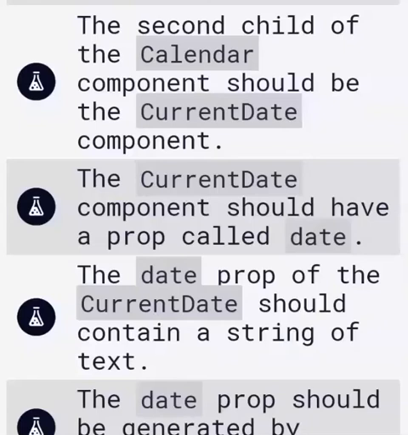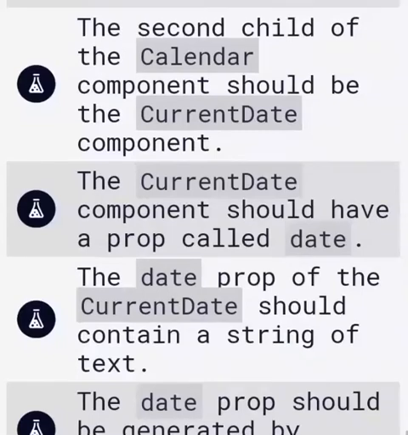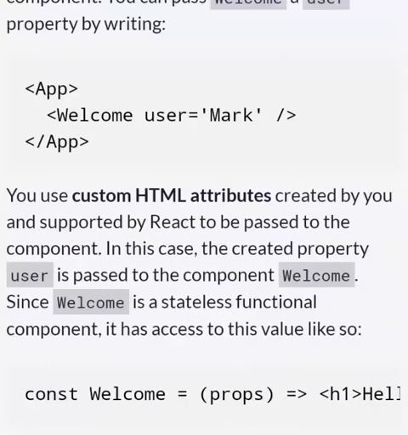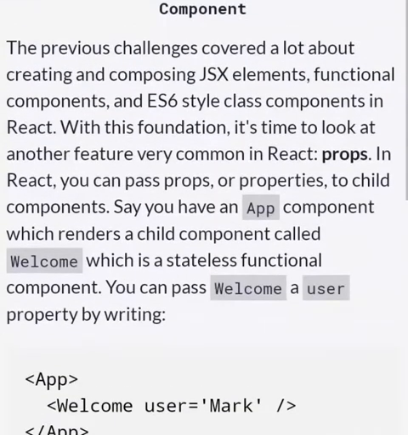And the date property should be generated by calling Date, which is a JavaScript object. And the CurrentDate component should render the value from the date prop in the p tag. As we know, CurrentDate as a child can render this value and also access the value of the property that is passed, as we've seen in the previous example of the welcome component, where it renders the property passed in from the parent, which is App. So it's similar to that. This is what the whole process is about.